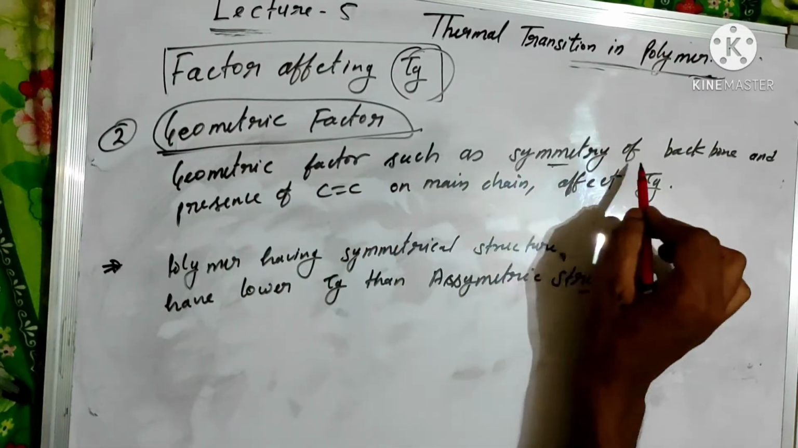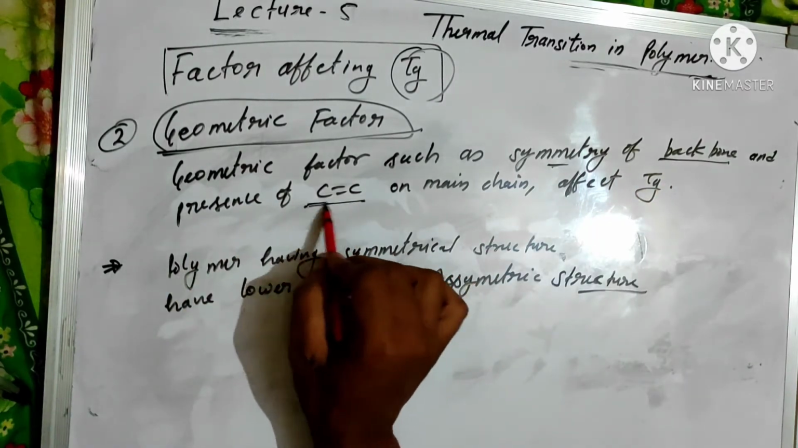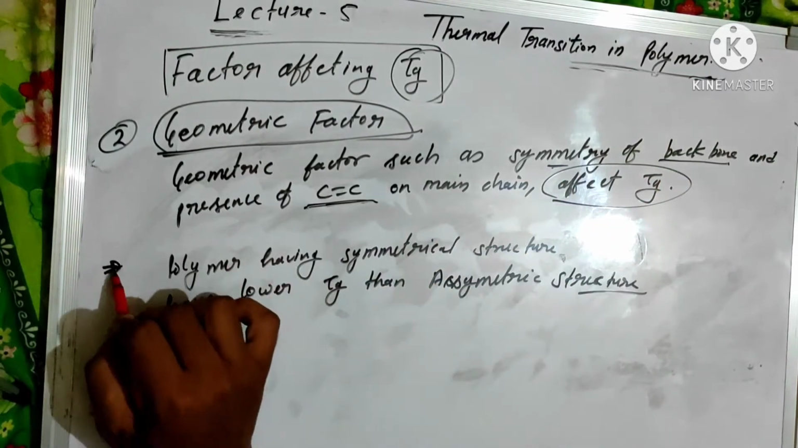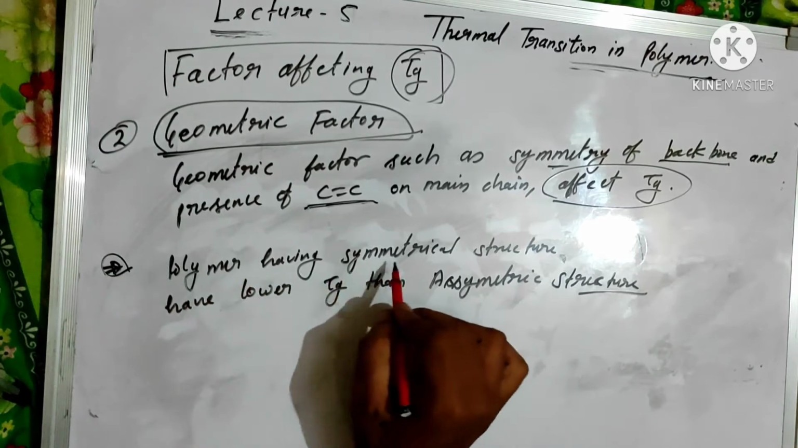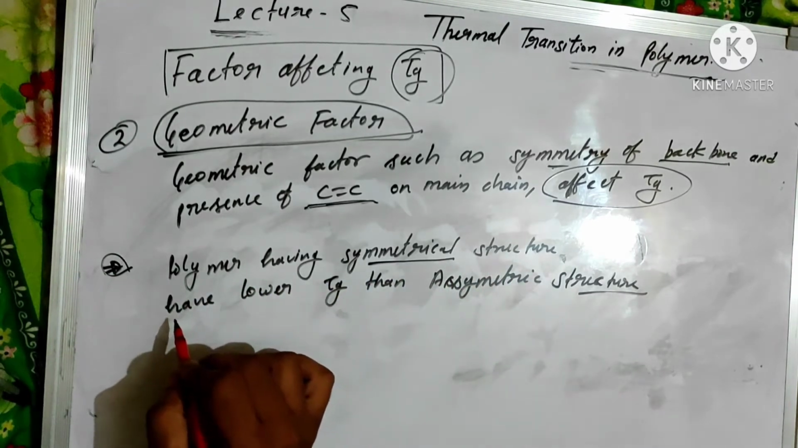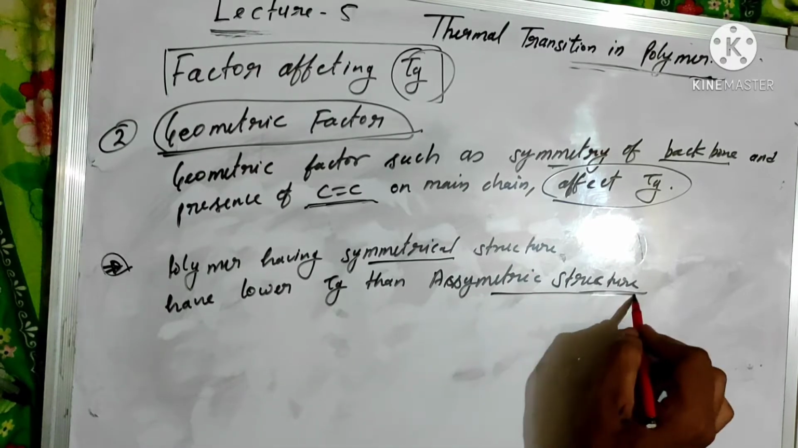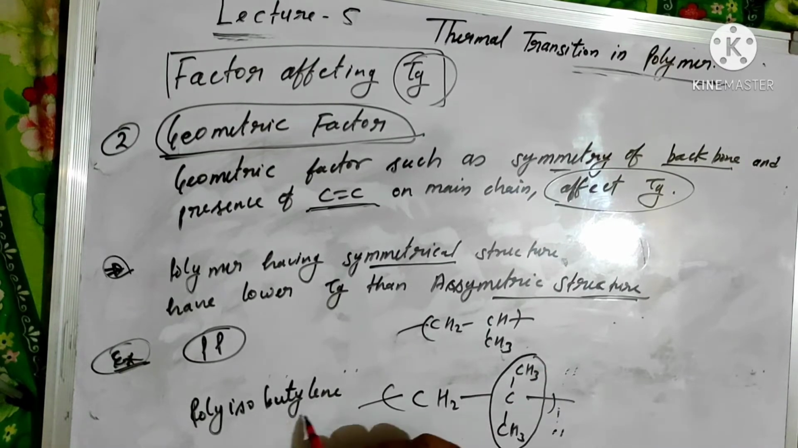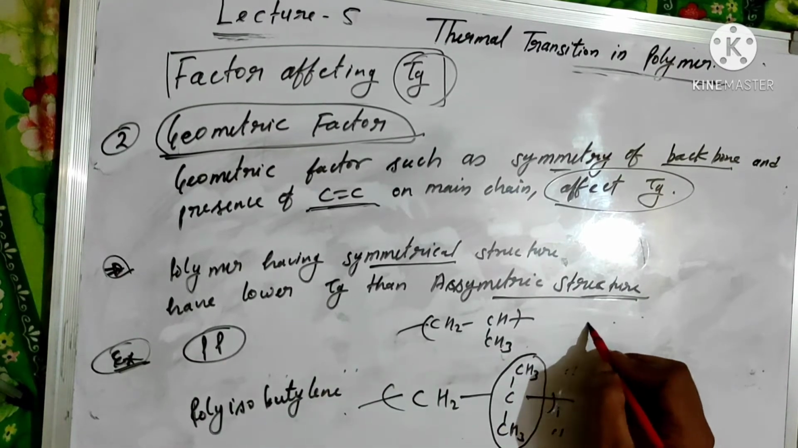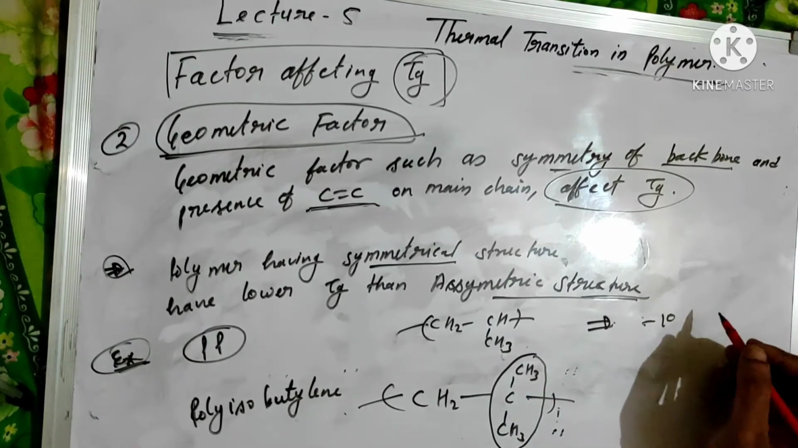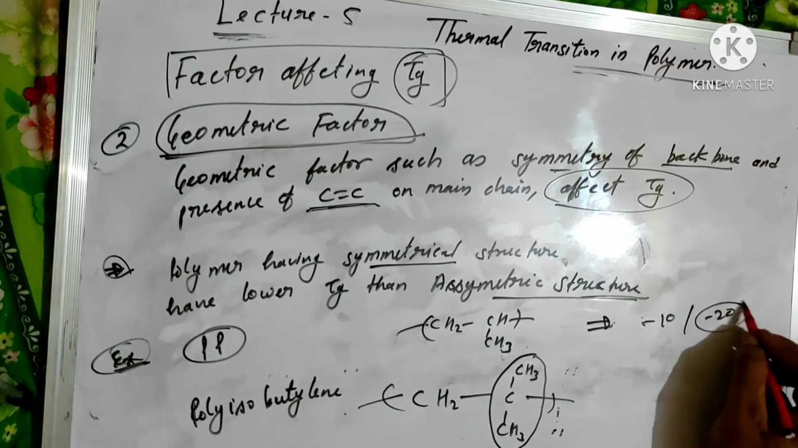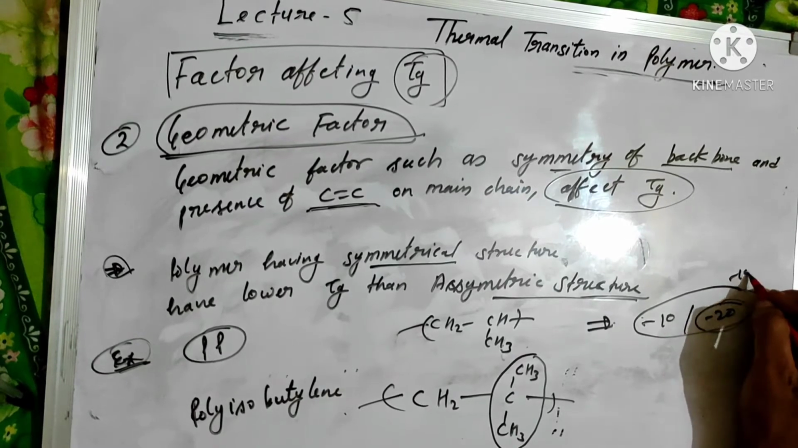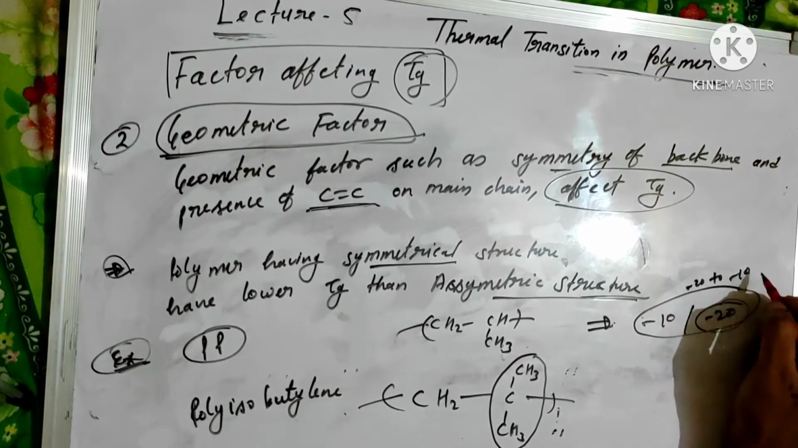Geometric factors such as the symmetry of the backbone and presence of a carbon-carbon double bond on the main polymeric chain affect the glass transition temperature. The first effect, the polymer chain having a symmetrical structure has lower Tg than an asymmetrical structure. For example, you can see here the symmetric structure in polyisobutylene. The glass transition temperature of polypropylene is around -10. In some books we can see -20.